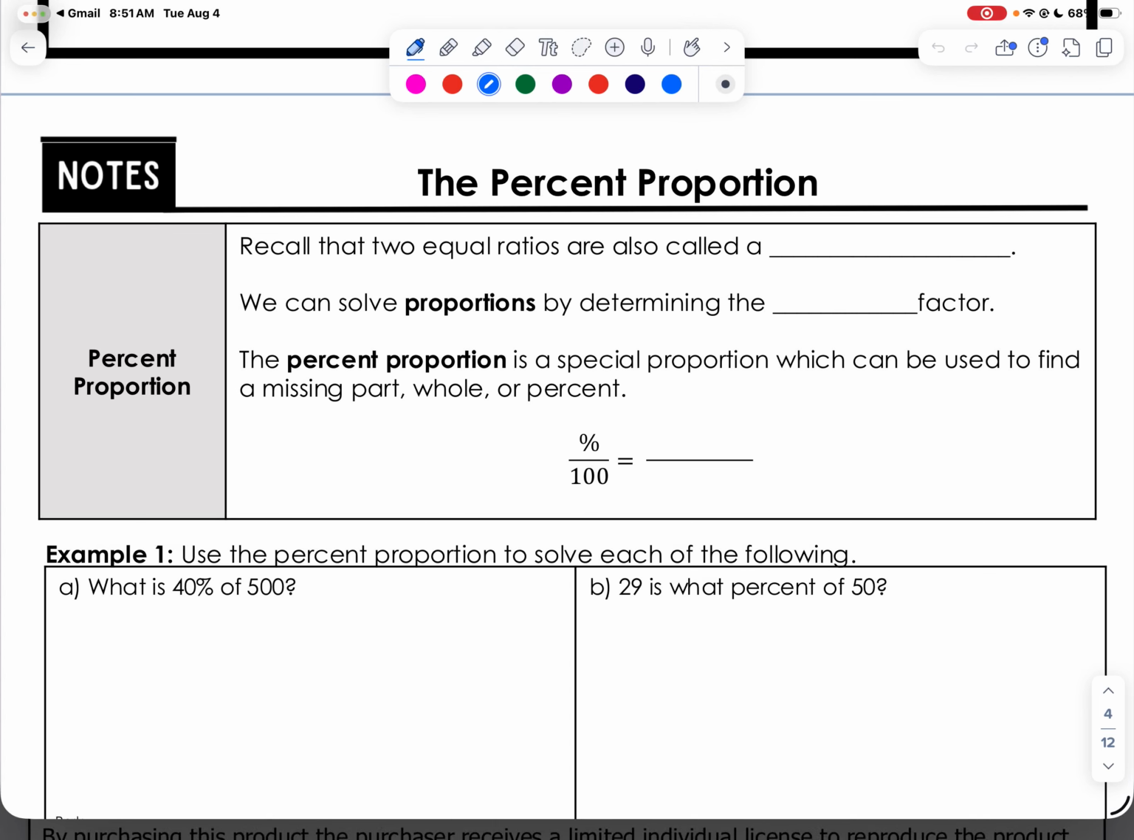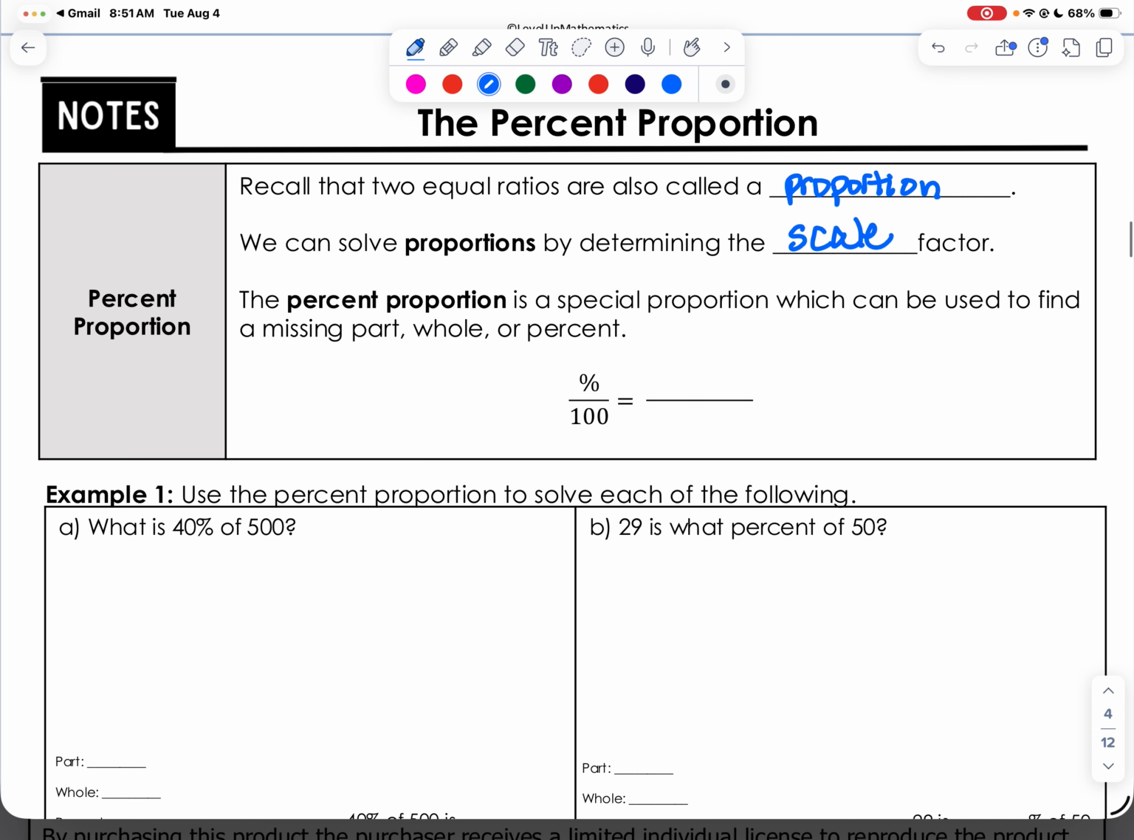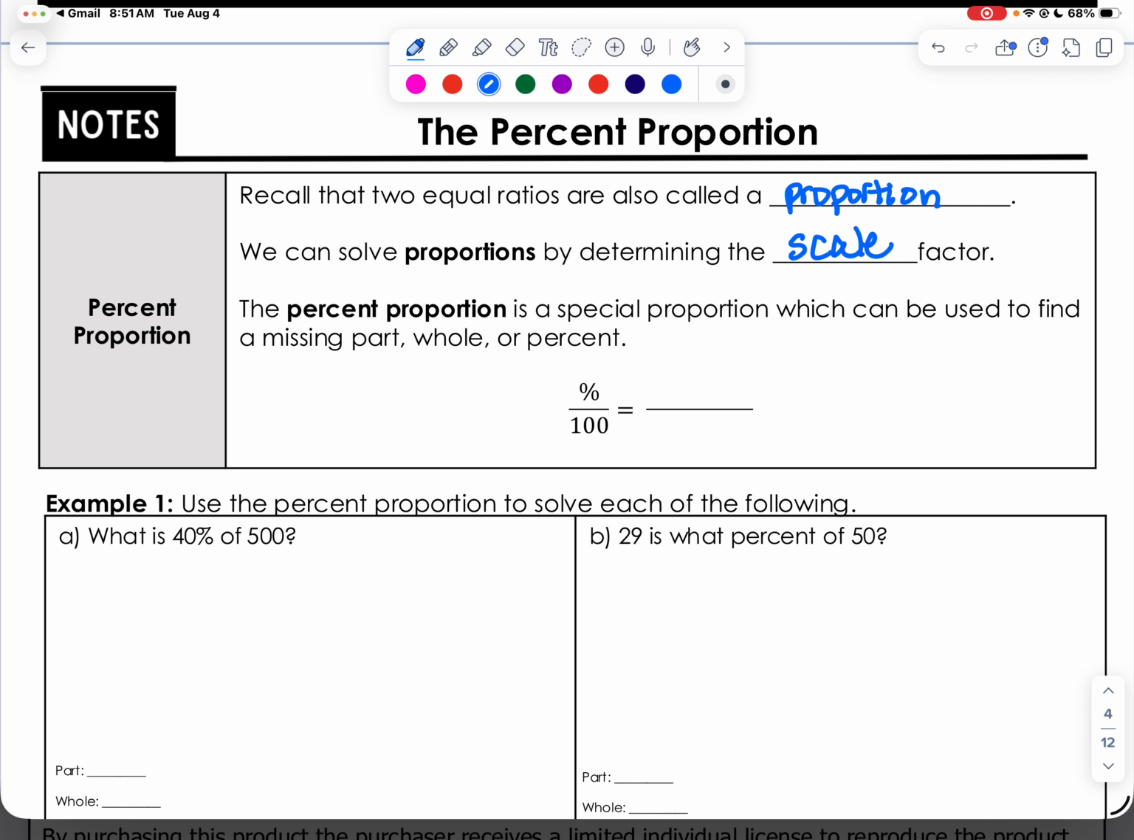In today's lesson, we will be learning about the percent proportion. So recall that two equal ratios are also called a proportion. We can solve proportions by determining the scale factor. The percent proportion is just a special proportion which can be used to find a missing part, whole, or percent.